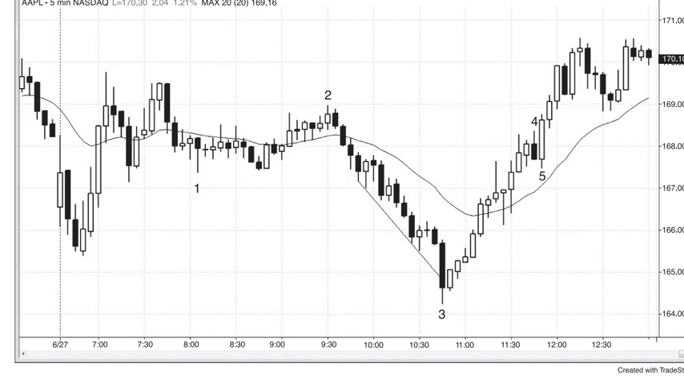The low 2 trapped naive traders who sold under the reversal bar but failed to wait for a prior demonstration of bearish strength.